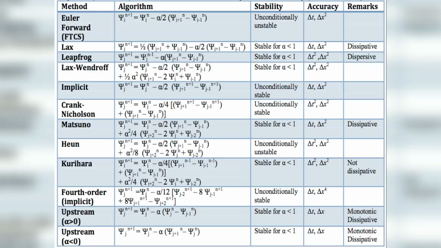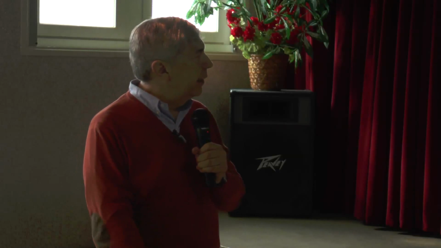So here's a list of many methods that exist. We talked about the Euler forward. I told you it's always unstable. We talked about the Lax that is stable for this alpha less than 1. We talked about leapfrog. There are many others, and you can see that most of them have a criteria. Some might be stable or unstable. Some are dispersive, dissipative. So they all have advantages and disadvantages.